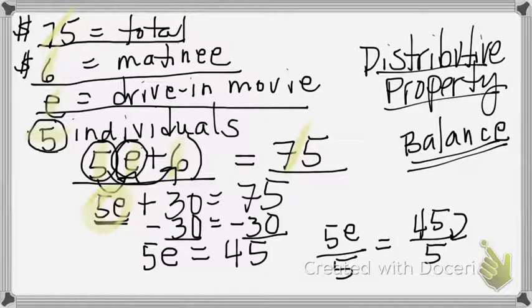So if I do this over here, I'm left with e, because 5 divided by 5 is 1. e equals 9, because 45 divided by 5 is 9. And here is my answer.